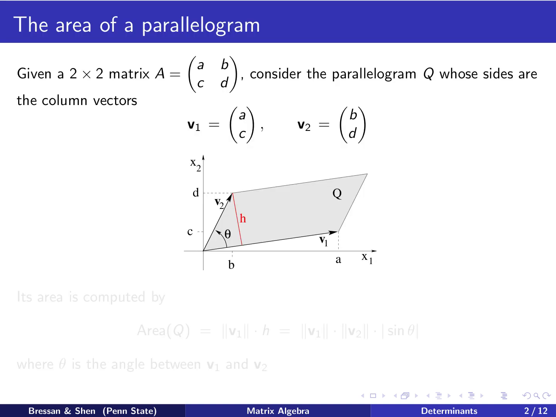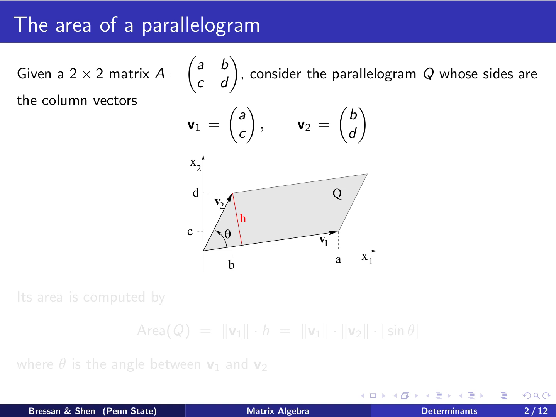The first kind of application or property of the determinant is that you can use it to compute the area of a parallelogram. So consider a 2 by 2 matrix A, which looks like this, a b and c d. And then we can take the column vectors. There are two of them, so V1 is the first column, and V2 here is the second column.